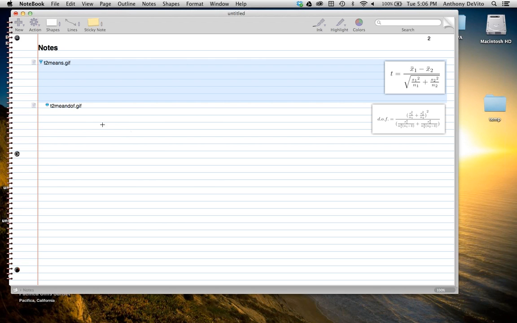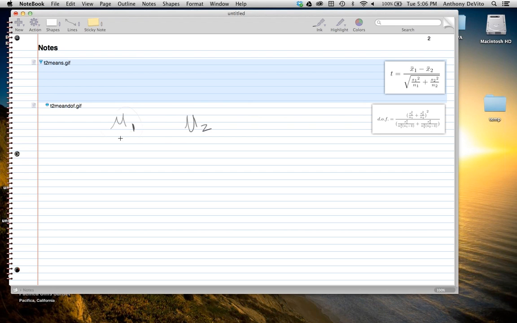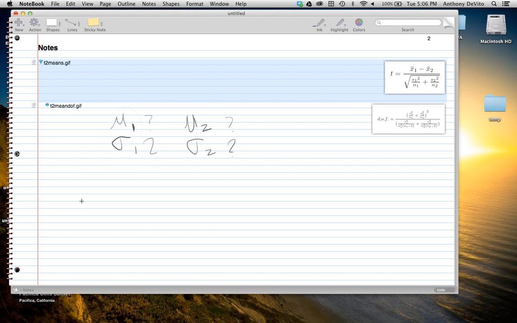I'm going to talk about two populations, the mean of population 1 and the mean of population 2. We don't know what the mean of population 1 is. We don't know what the mean of population 2 is. We don't know what the standard deviation of population 1 is, and we don't know what the standard deviation of population 2 is. We don't know either one of those. All we know is what happens when we sample these two populations.